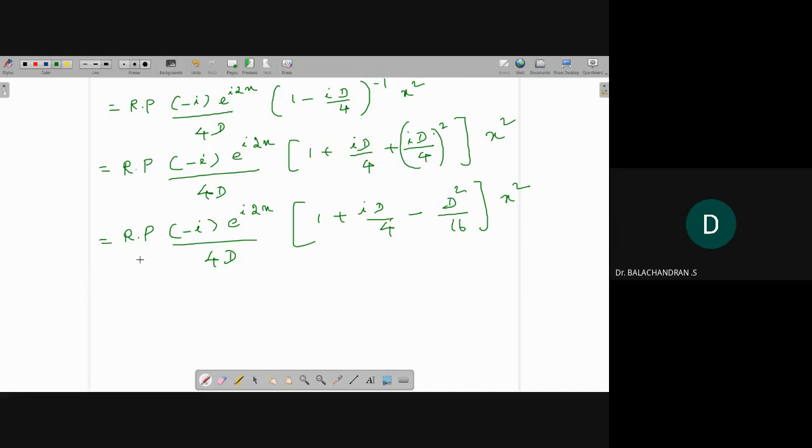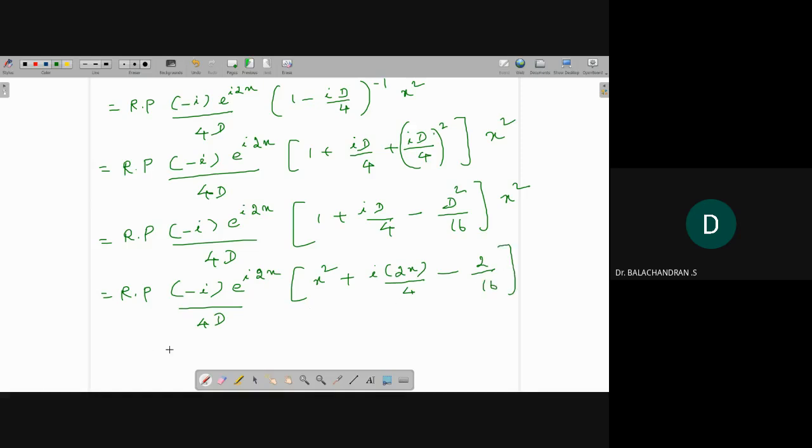Suppose if I have done any mistake, please point out quickly. Real part of minus i into e power i2x by 4D, x square. Okay, 1 into x square. Differentiation of x square is 2x by 4. If you differentiate twice, you'll get 2 by 16.